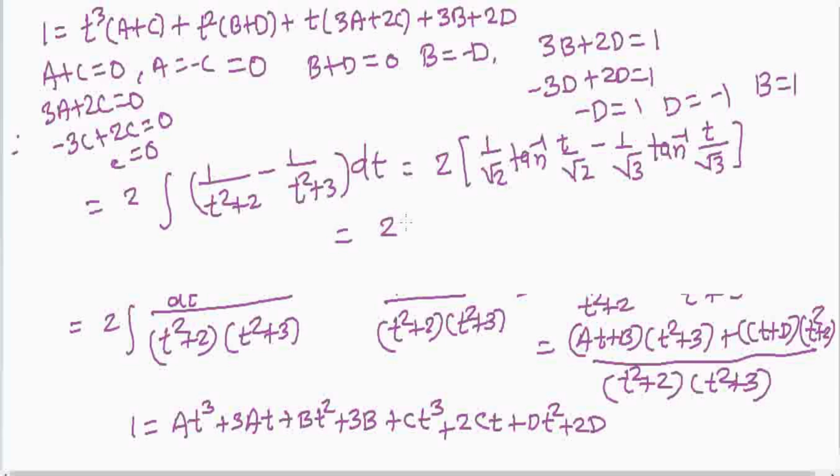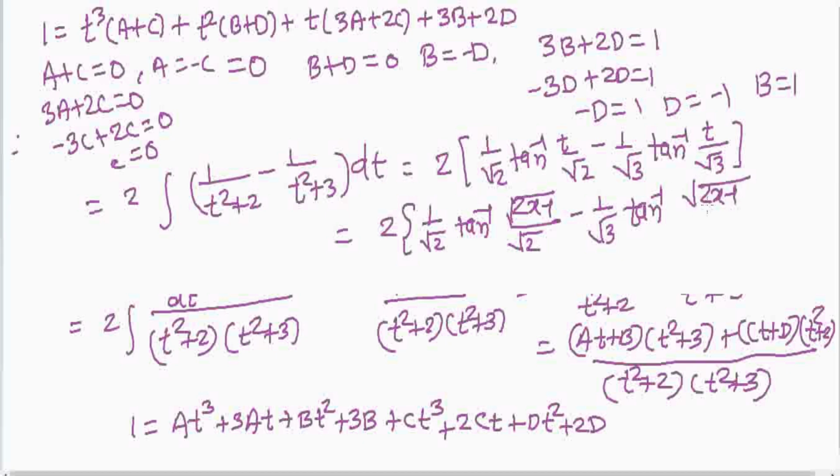2 into, let us put the values of t. 1 divided by under root of 2 into tan inverse of, what is our t? We have substituted 2x minus 1 equal to t square. Okay, so this will be under root of 2x minus 1 divided by under root of 2, minus 1 divided by under root of 3 into tan inverse of under root of 2x minus 1 divided by under root of 3. Okay, so friend, you have seen how we have obtained this type of integration by the substitution.